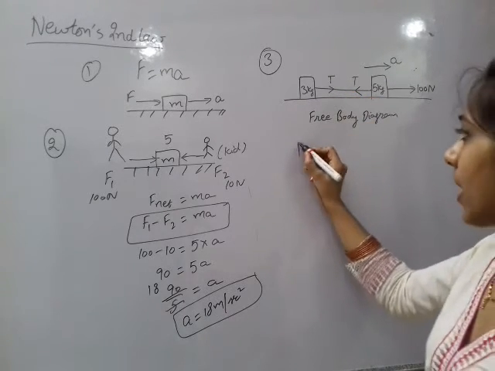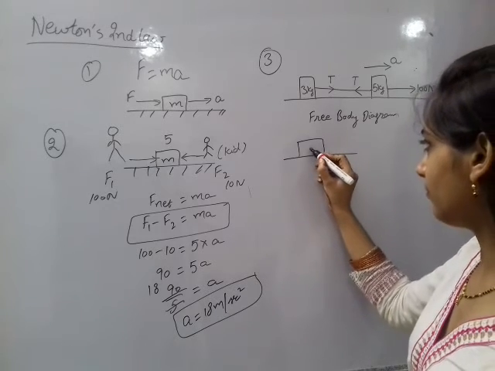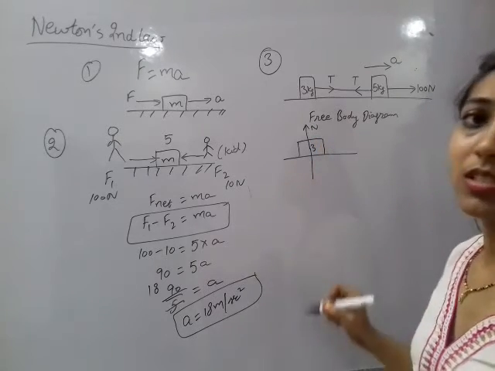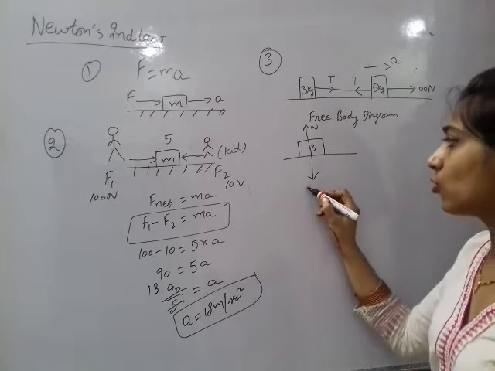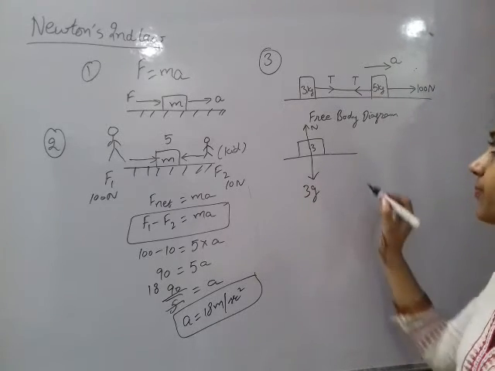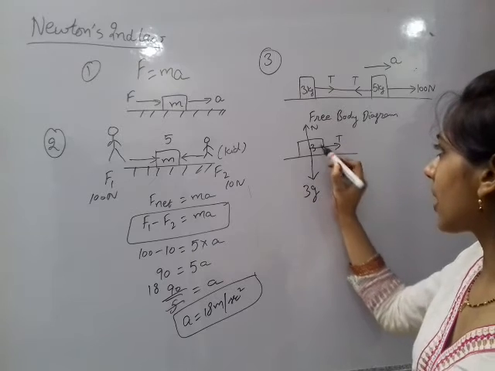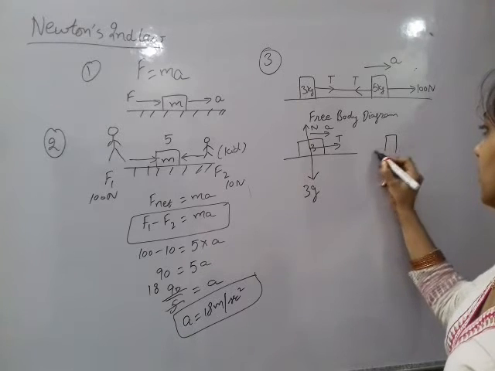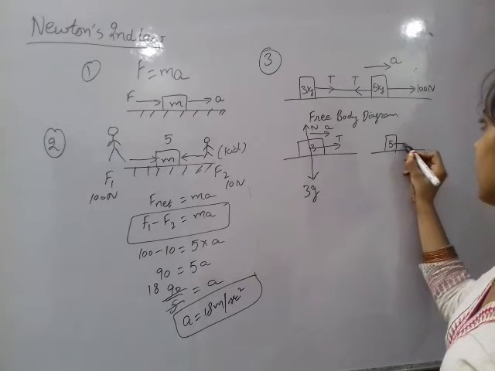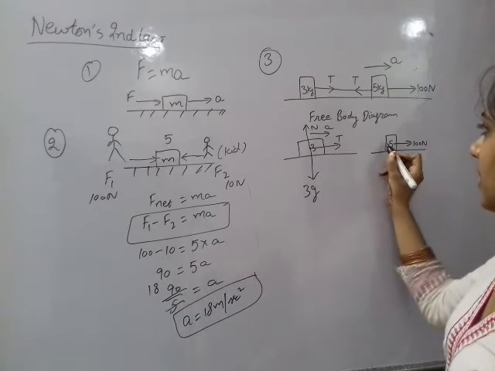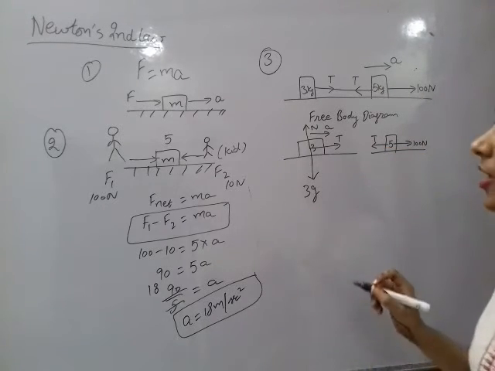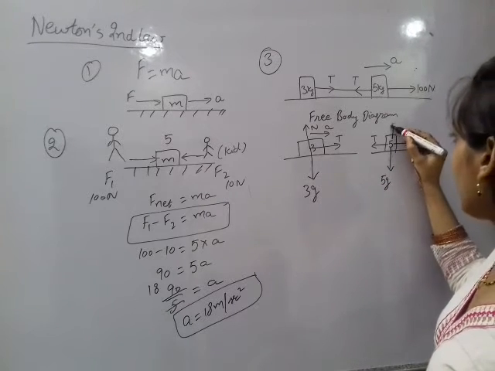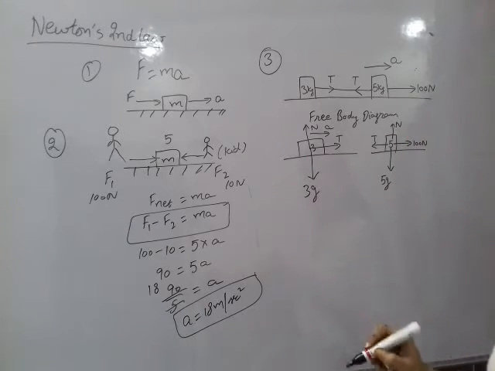Now free body diagram for this 3 kg mass is, you can say here is mass 3 kg, here a force acts, that is normal reaction in upward direction, and due to gravity downward 3g, and tension is on this side and acceleration is again on this side. For 5 kg, this is our mass, that is of 5 kg. Here force applied is 100 Newton and on this side tension is T. Due to gravity, here 5g, and on the upward side normal reaction occurs.